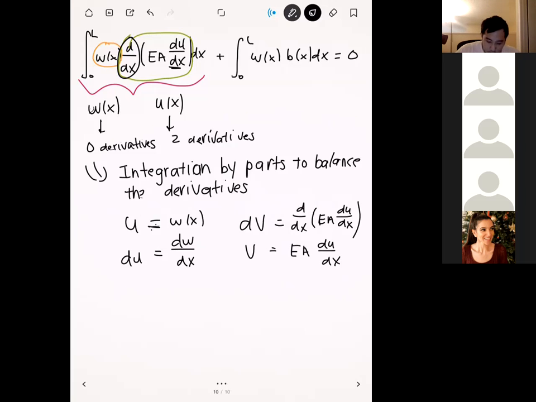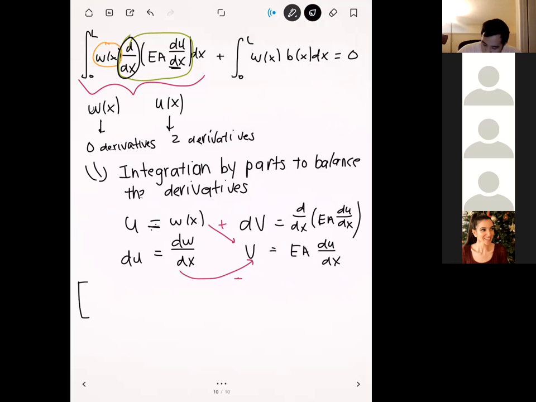And then to perform the integration by parts, what we do is we take u times v, and then we add them together. And then we take v times du, subtract them, and then integrate those. All right, and so if we perform that, then what we get is the following.